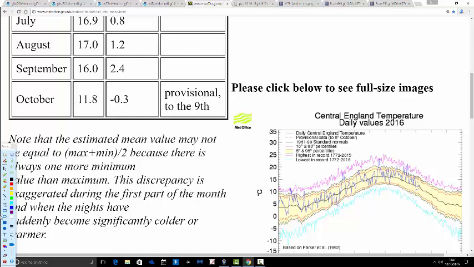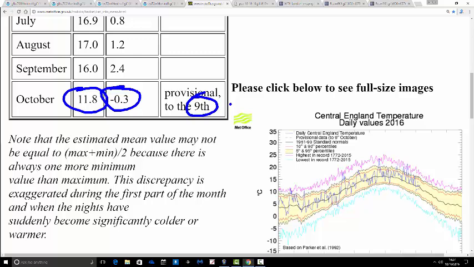Right, have a look at Central England temperature. Actually, we're not doing as badly as many parts of Europe in terms of cooler than average weather. So our anomaly is just 0.3 degrees below average with a CET provisional of 11.8. That is provisional up to the 9th. That's set against 1961 to 1990. So if we were to compare this to a more modern, warmer average, such as 1981 to 2010, we would have a bigger anomaly. We'd be over half a degree cooler than average. But even so, not as significant a cooler than average anomaly at this stage.